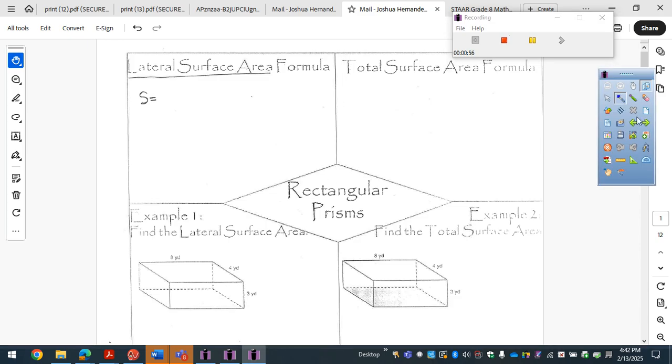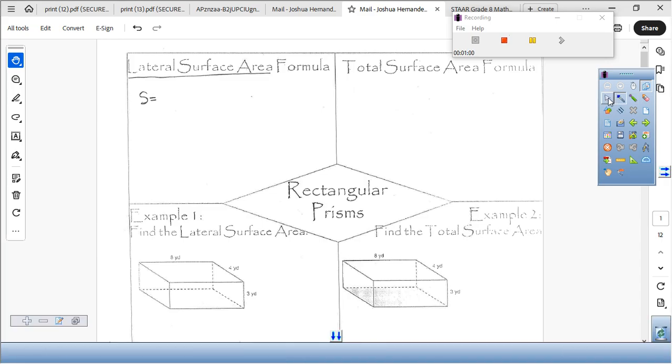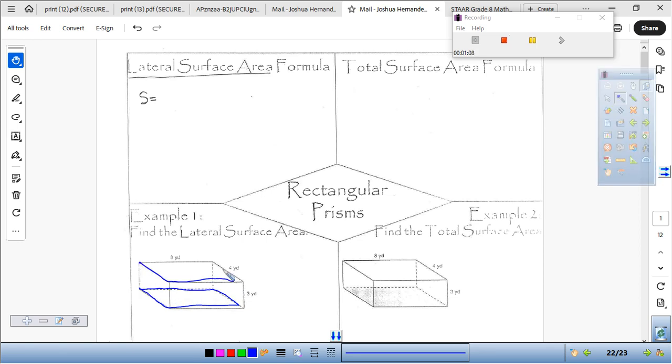Since this is a rectangular prism, that means my bases are rectangles. I always look at the bottom as a base. Since that one's parallel to this one, those are your bases, and that makes it a prism. I'm going to try to draw a triangular prism. Why is it called a triangular prism? Because you have triangles that are parallel to each other. Triangular prism, rectangular prism.